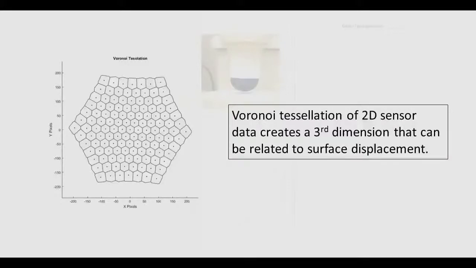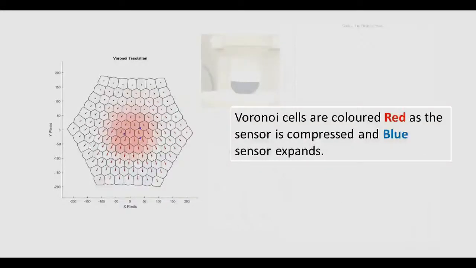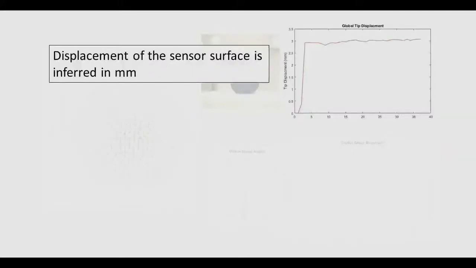An increase in area of the cells, shown in red on the visualization, is a direct result of compressing the sensor surface. A decrease in the area of the cell, seen in blue, represents the expansion of the sensing surface due to actions such as shear or pinches.